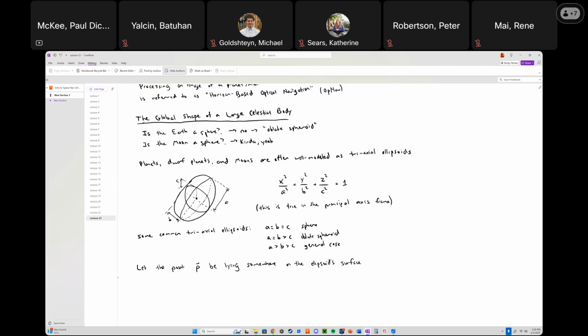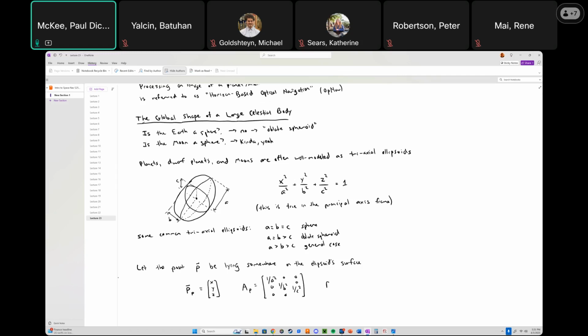Well, we can take this equation, which is a scalar equation, and rewrite it as this. Let's say that P in the principal axis frame is X and Y and Z. And let's say that some matrix A in the principal axis frame is 1 over A squared, 1 over B squared, 1 over C squared, zeros on the off diagonal.